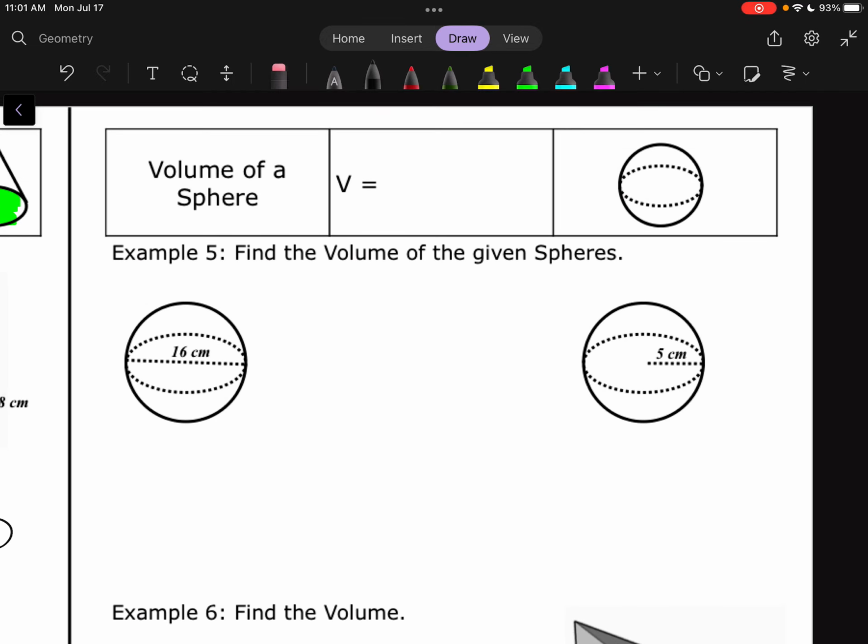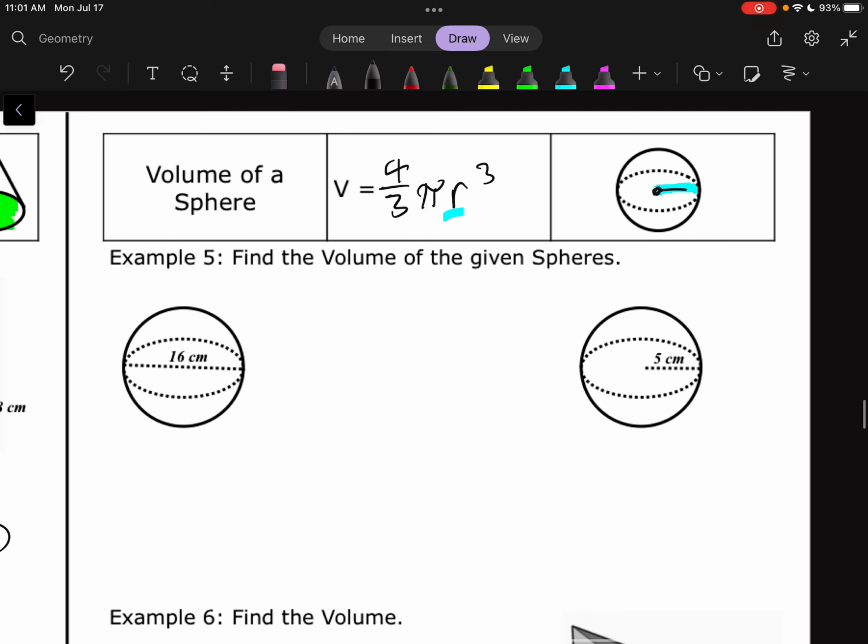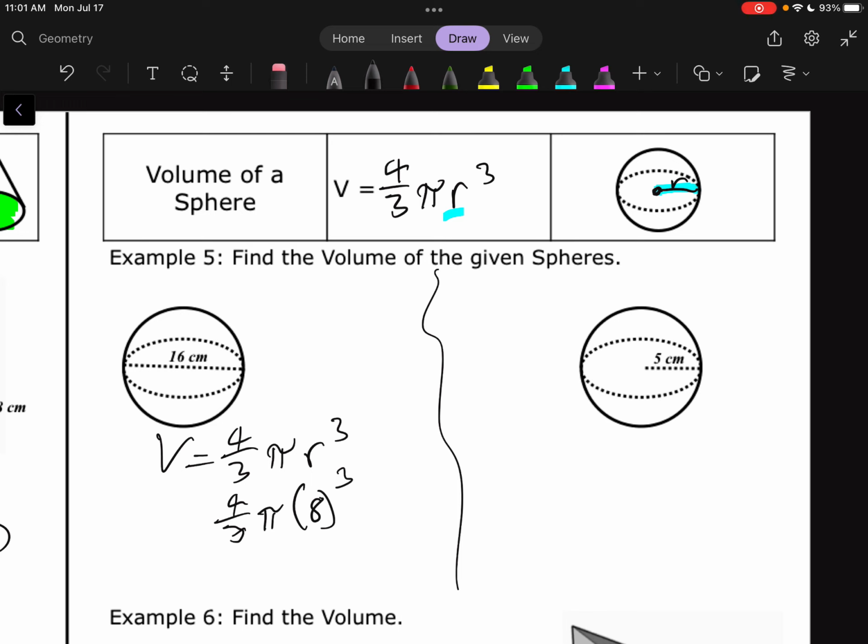Now a sphere is 4/3 pi r cubed. That is the formula for it. So really all we need to know is the radius. So these can be pretty easy here. For this one, we'll just do 4/3 pi r cubed. That's 4/3 pi 8 cubed, since we should be able to note that the diameter is 16, the radius is 8.